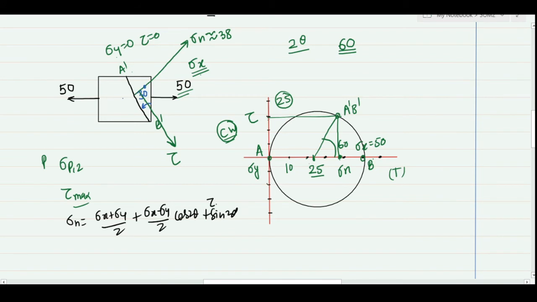So here there is no shear stress, so tau would be 0. There is no sigma y, so it will go away. And when I put sigma x as 50, I get sigma normal as 37.5 megapascal. And in the Mohr circle, you are also getting a value which is close to this value. That means if you actually consider a graph paper, your answer will be very close to the actual value.